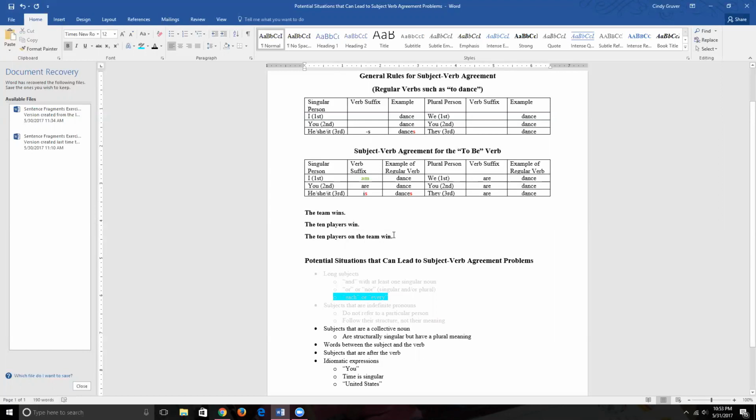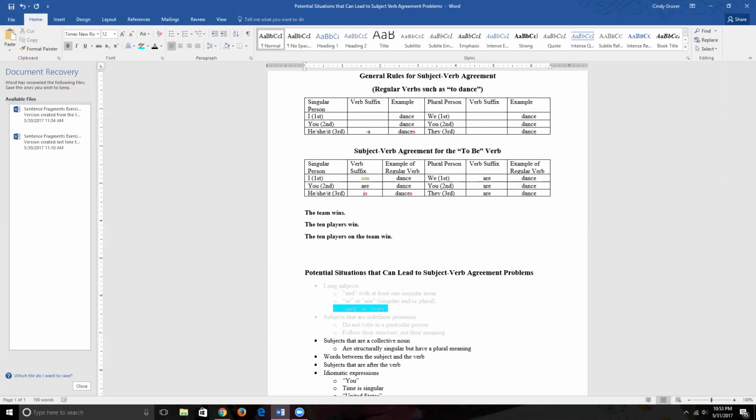We have a lot of these words in English, words that are structurally singular but have a plural meaning. Now let's imagine that this is a tournament and there's 10 games going on at any given time during the tournament. And so that means at any given time, 10 teams win, right? So you can take a collective noun and make it plural, and then obviously under those circumstances you're going to use the they form. That goes without saying.